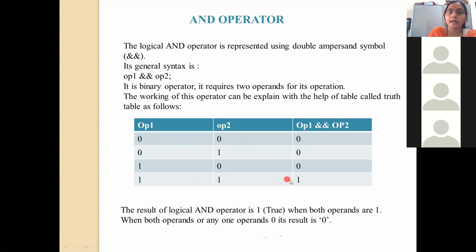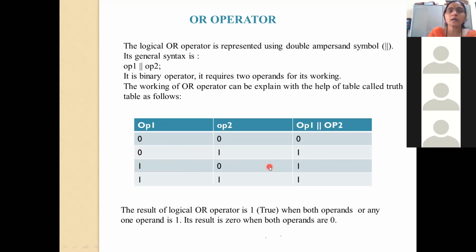And you will get the output 1 if both the operands are 1, both the operands are true, then you will get the result true. The result of the logical AND operator is 1 when both the operands are 1. Otherwise, it will return 0. Means if any one of the operands is 1 and any one of the operands is 0, then you will get the result 0. Clear? Now the next operator, the OR operator.